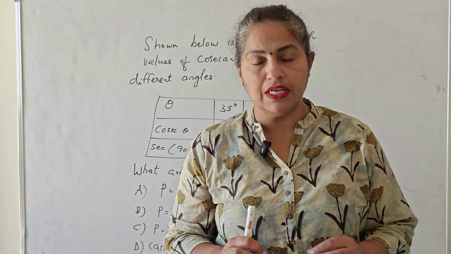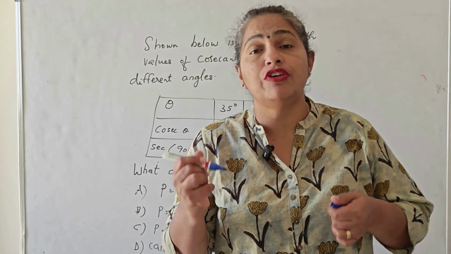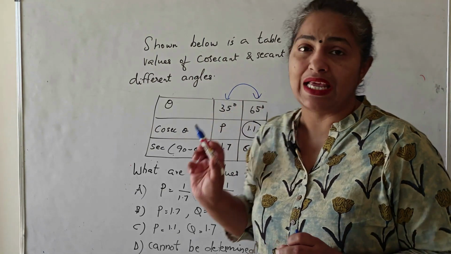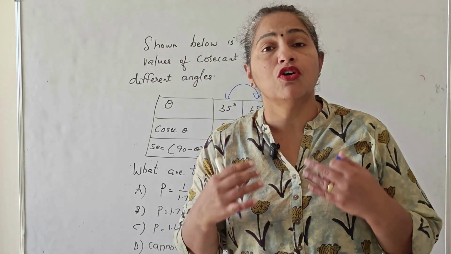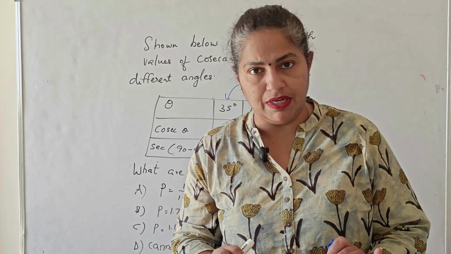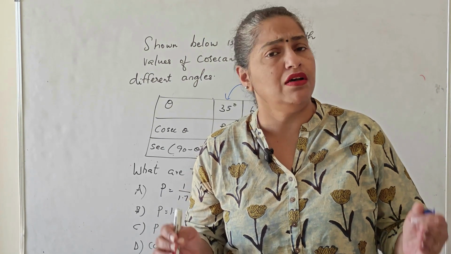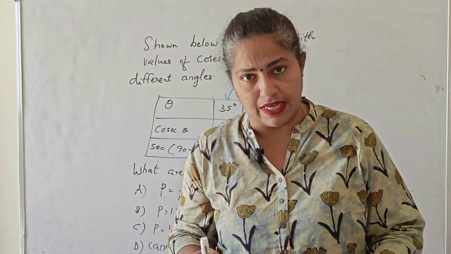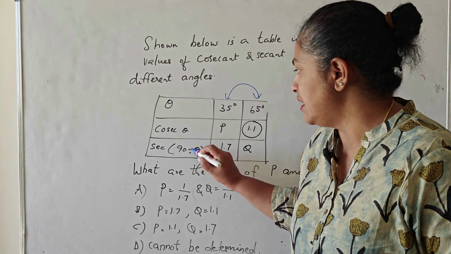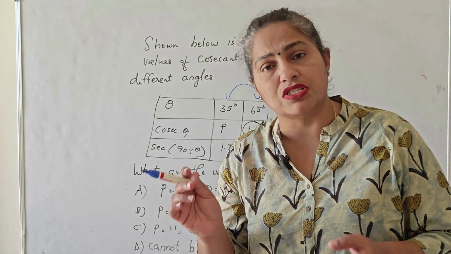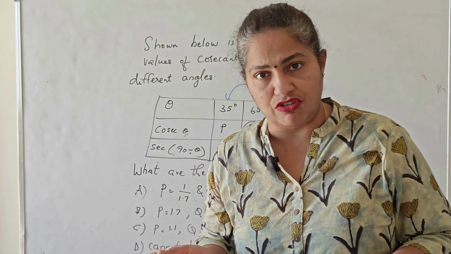When you look at this particular table, one thing that you should immediately notice is that these two angles add up to 90 degrees, which makes them complementary angles. Now, if you want to apply the concept of complementary angles, you have a direct formula which says that sec of 90 minus theta is equal to cosecant theta. So, sec of 90 minus theta is cosecant theta because sec and cosec are complementary to each other.